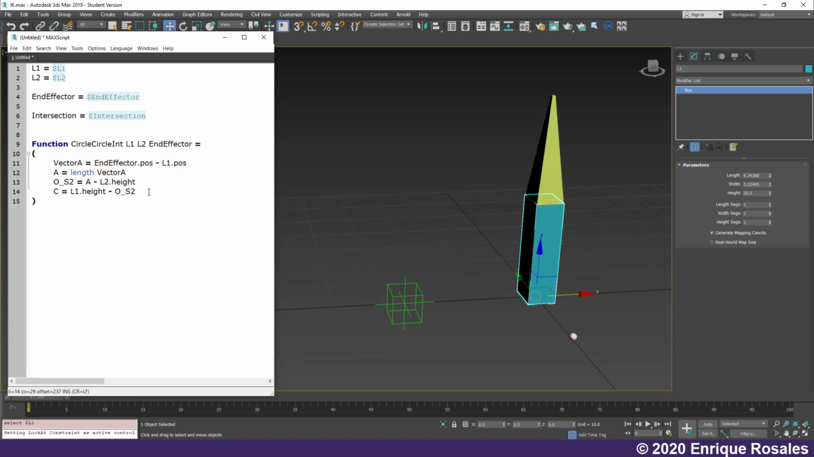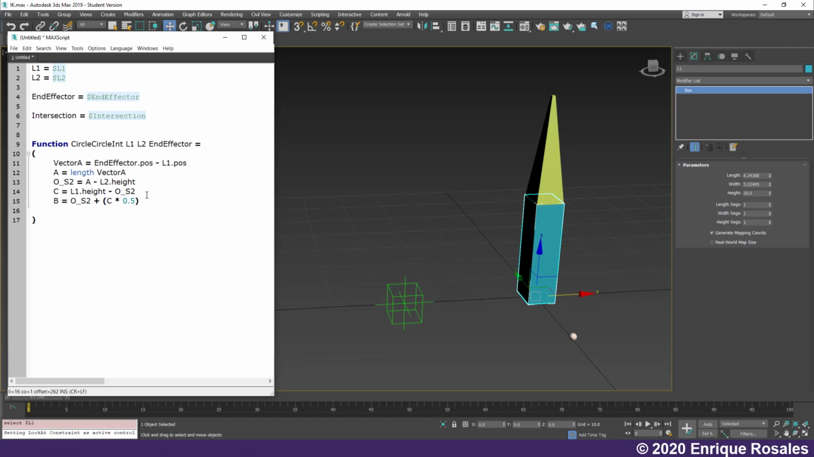So now that we have A, we have C, we need to compute B, right? B will be equal to the distance between O and S2 plus half of C, right? Because remember that we are computing with point M, and M is the midpoint between S1 and S2. So it will be half of this.